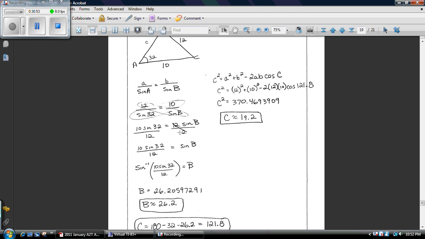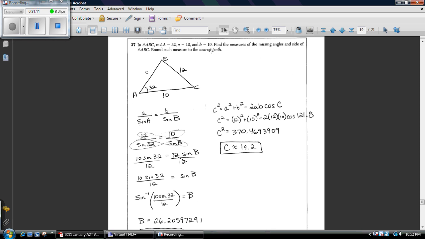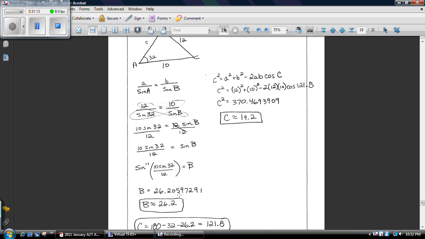Cross multiply, you get 10 sine 32 equals 12 sine B, divide by 12. You get this. Inverse it to find B. B is approximately 26.2. Why did I round? Because it says in italics that it wants the nearest tenth.